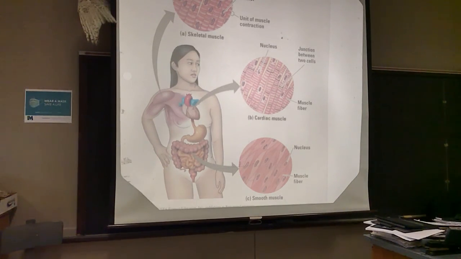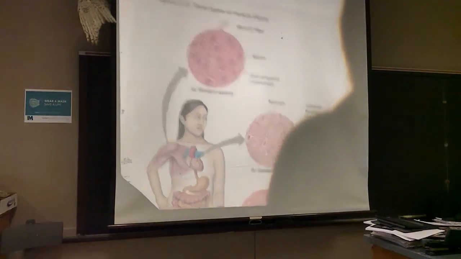Now, there is a fourth type of muscle that isn't on this overhead that you only find in flying insects. That's called fibrillar muscle. That is skeletal muscle, but it's a very specialized type of skeletal muscle. So that'll wind up on our list. But I don't have an overhead for it.